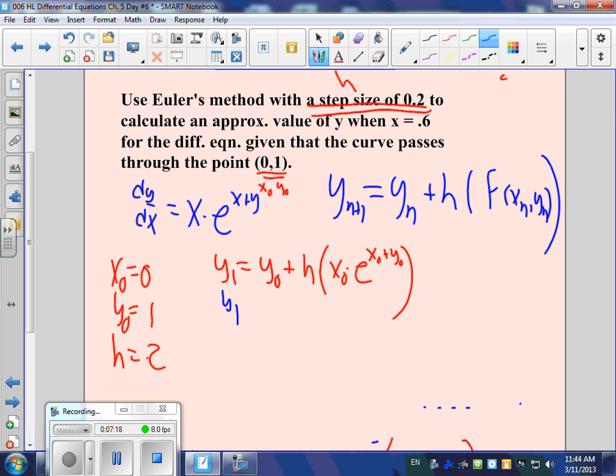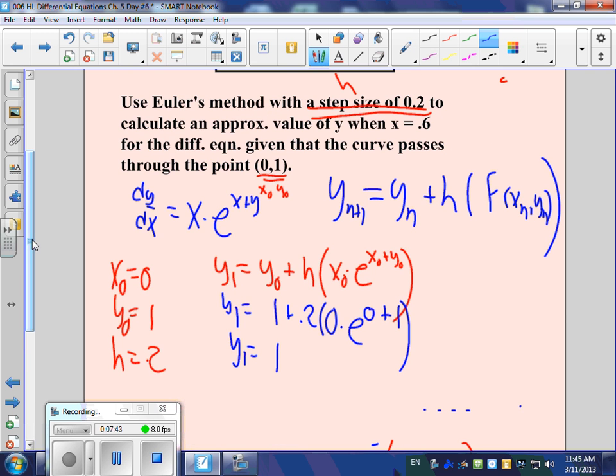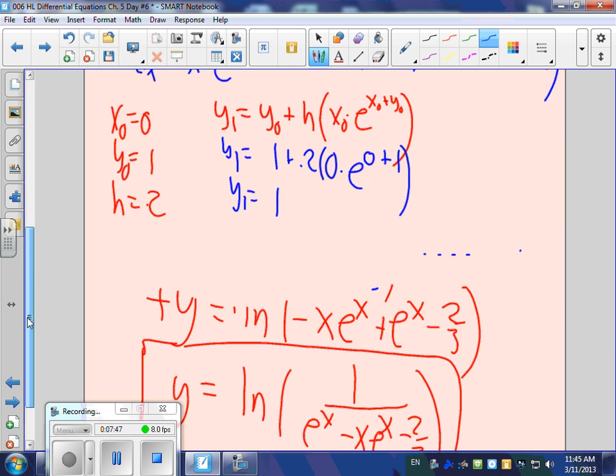So y1 is going to be y0, which is 1, plus h, which is 0.2, times x0, which is 0, times e to the 0 plus 1. But anything times 0 is 0, so y1 is just, in this case, going to be equal to 1. This is y1. We're going to go all the way to x is equal to 0.6. So we're going to keep going here.